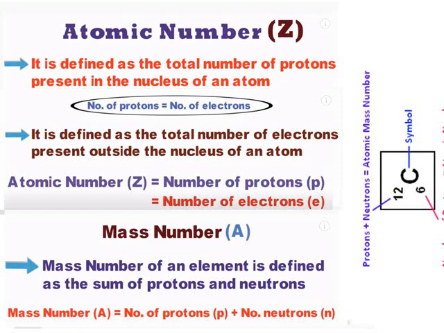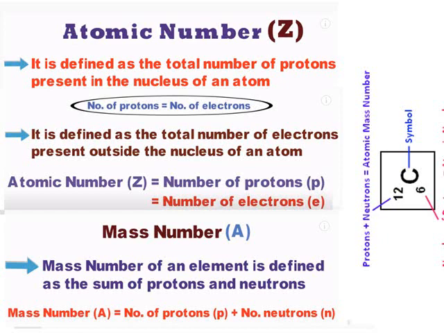And next, it is defined as the total number of electrons present outside the nucleus of a neutral atom. When the atom is neutral, the number of protons will be equal to the number of electrons. Then atomic number Z can be either the number of protons P or the number of electrons E, provided the atom is neutral. Now you got the meaning of atomic number. Atomic number is represented by the letter Z. It is the number of protons, or the number of electrons in a neutral atom.